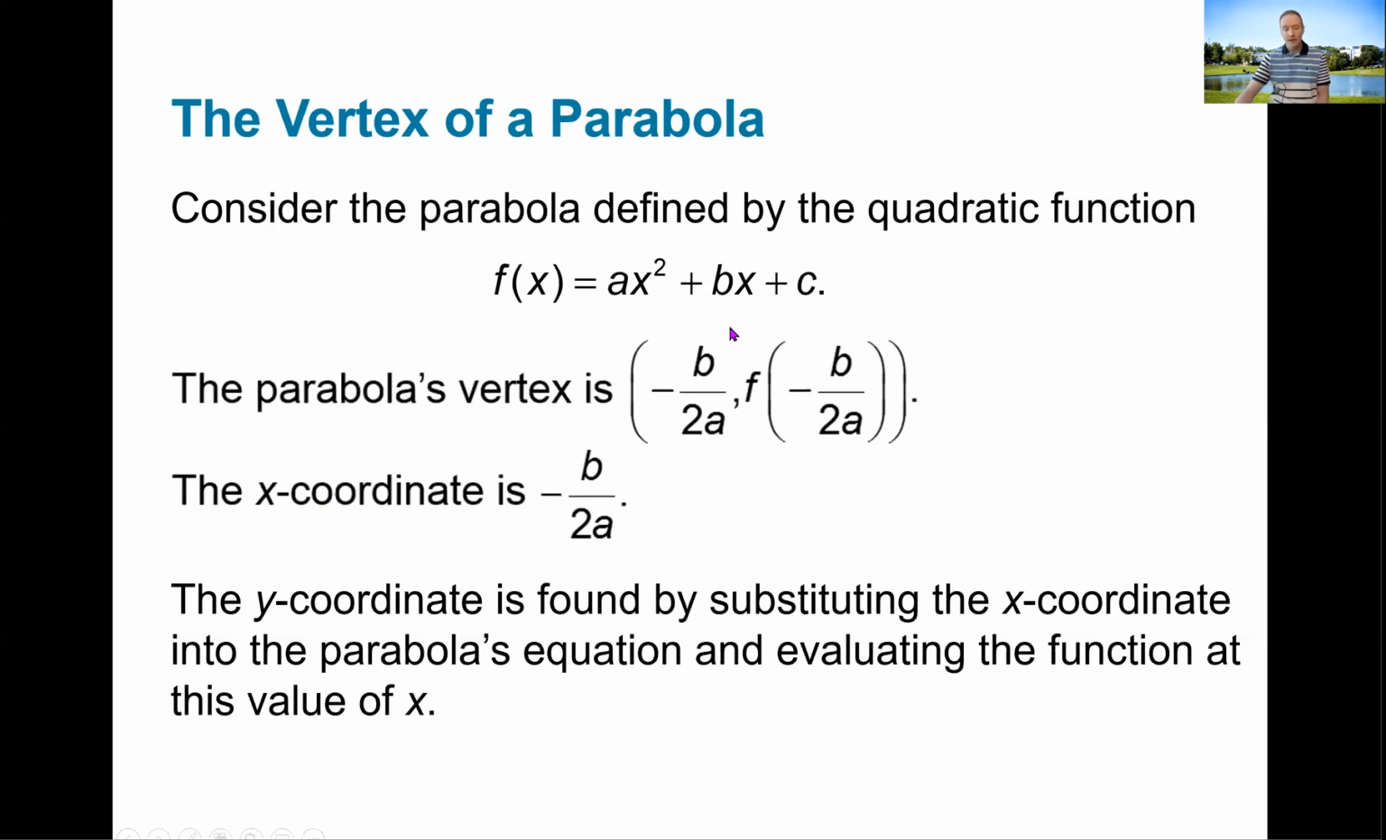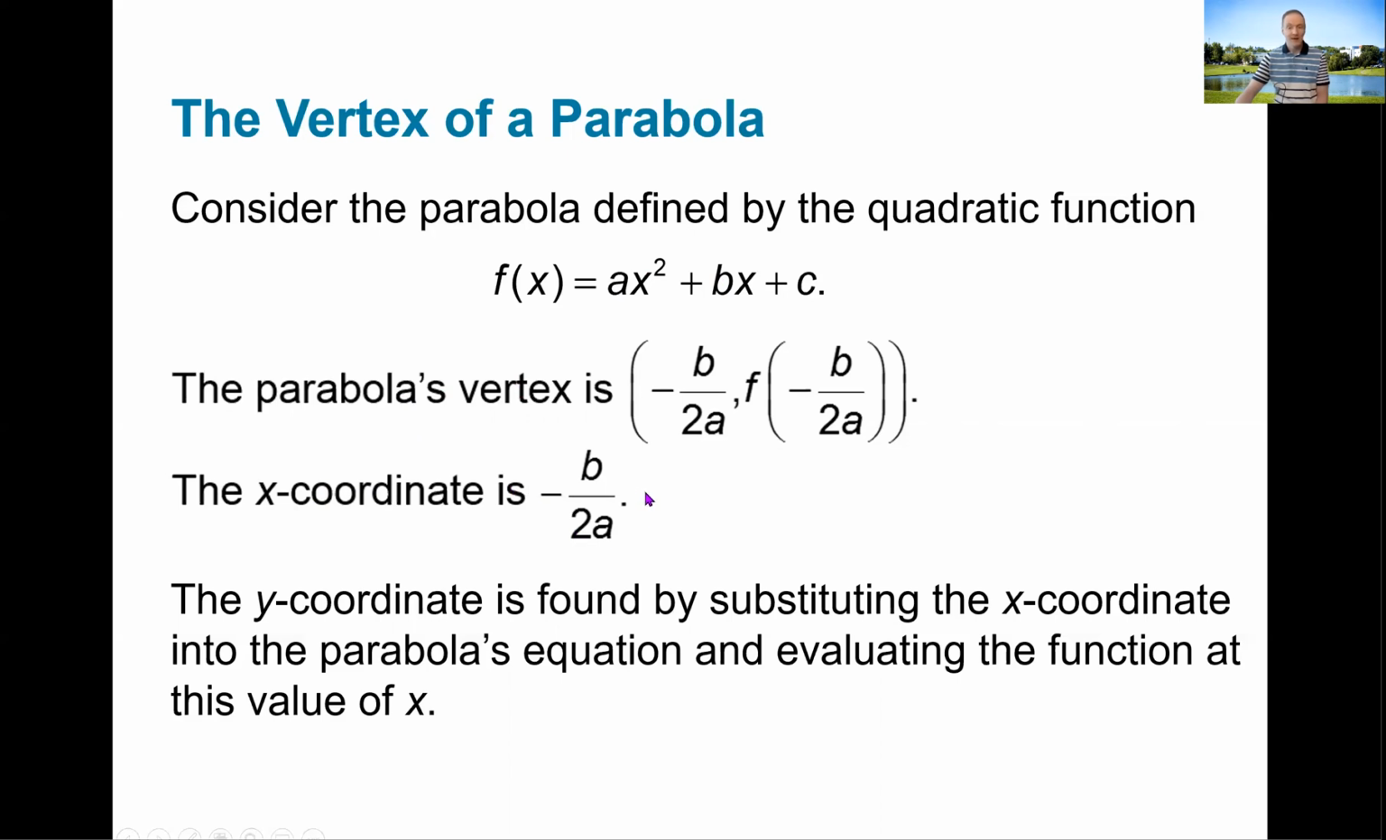But the quicker way is to just go in and say, well, anytime it's in this format, then the x value of the vertex every single time is the negative of the coefficient of the x term divided by 2a.